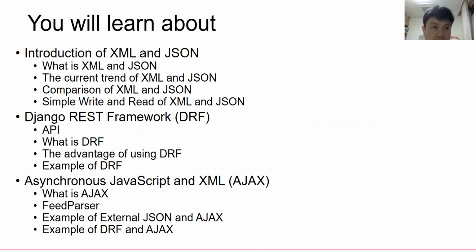We will learn about XML and JSON. What is XML and JSON? What is the current trend? And then how can we compare XML and JSON? And then we will do something small with XML and JSON, with simple write and read. Okay, and Django REST framework will be the second. We will learn about the API, what is DRF, and then how can we apply the DRF. And the last one, I think we will deal with simple Ajax. I will discuss another chapter about Ajax, but this is only an introduction. How can we apply Ajax with JSON, etc.